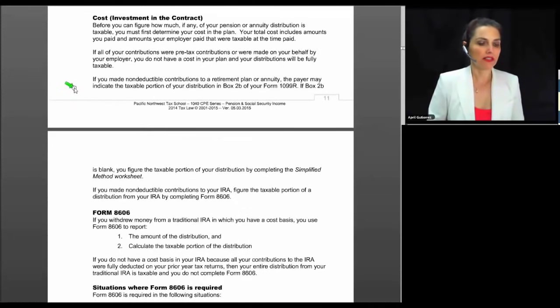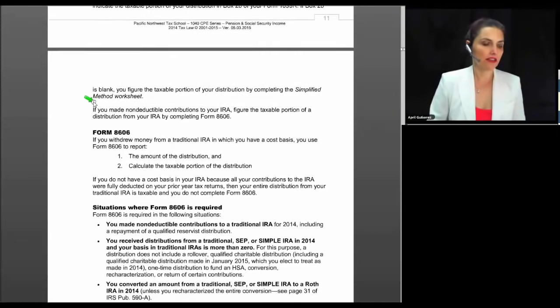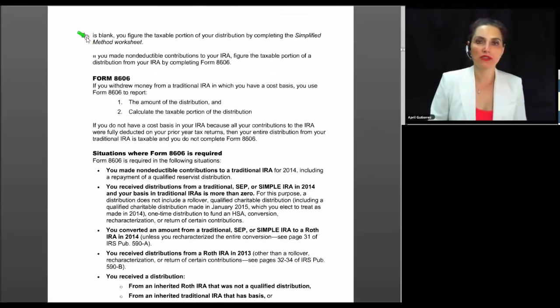If you made non-deductible contributions to a retirement plan or annuity, the payer could indicate the taxable portion of the distribution in Box 2B of your Form 1099-R, and if Box 2B is blank, you figure the taxable portion of your distribution by completing the simplified method worksheet, and I will show you that a little bit later in the class. So I typically see that most retirement accounts that have a plan administrator in charge who knows what they're doing, they're going to be figuring the taxable portion of the distribution for you. And usually any amount that's not taxable is going to be fairly small.